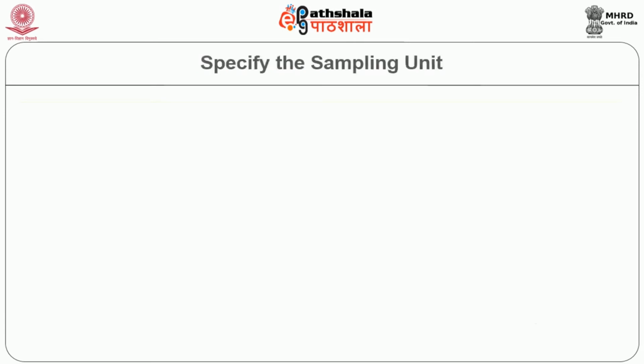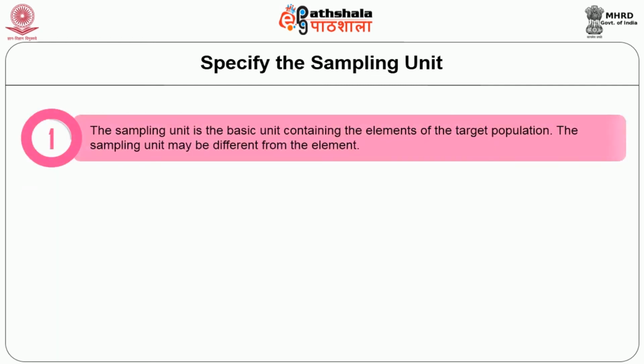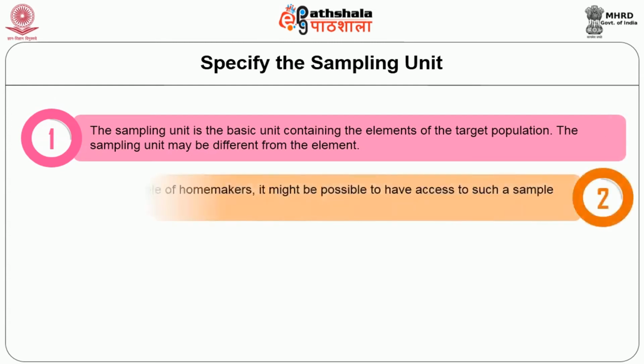We shall now go on to the third step. Specify the sampling unit. The sampling unit is the basic unit containing the element of the target population. The sampling unit may be different from the element. For example, if one wanted a sample of homemakers, it might be possible to have access to such a sample directly.